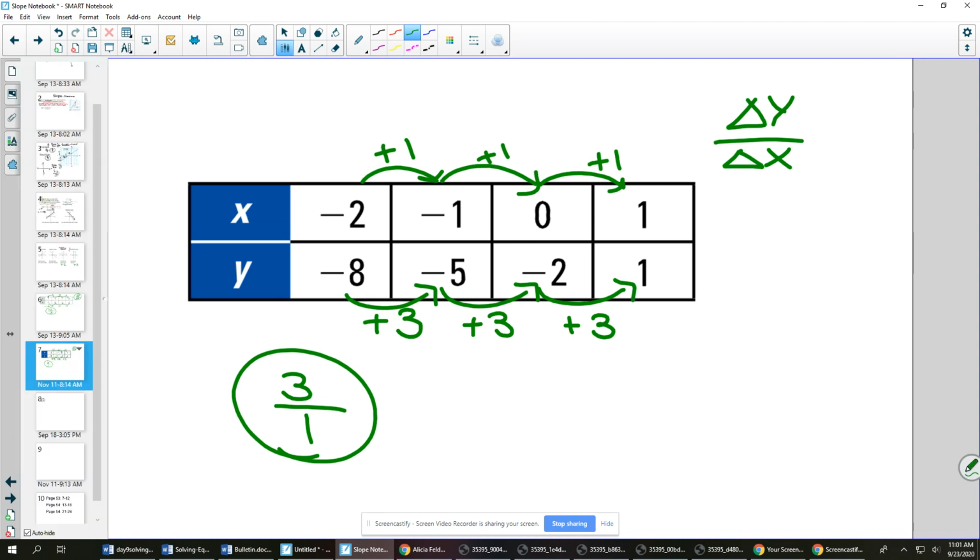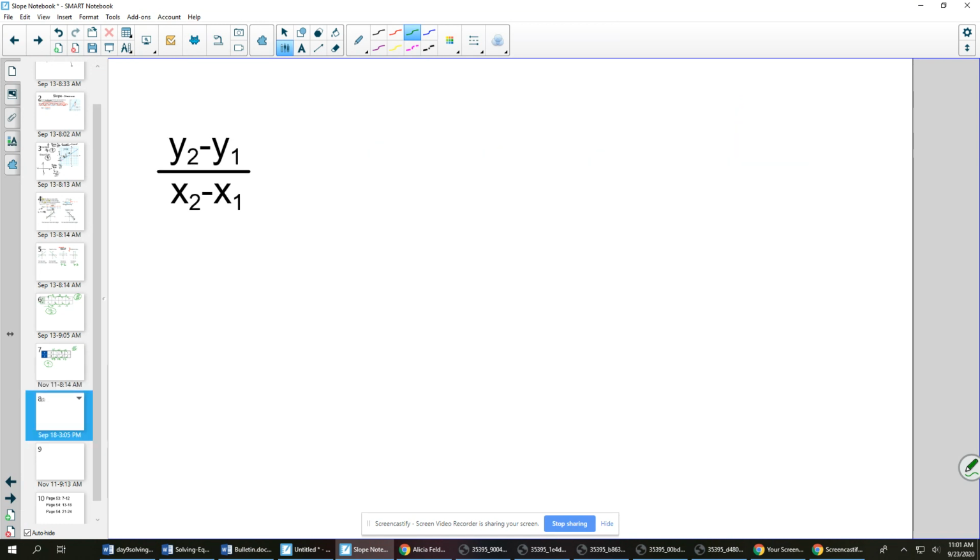Okay, so you've learned two ways to find slope so far. We're going to look at a third, and the third way has to do with this nice little formula here. This is if you are given points. Sometimes they will just give you coordinates instead of giving you a data table or a line. So you would have to be able to look at these points and find the slope of it.